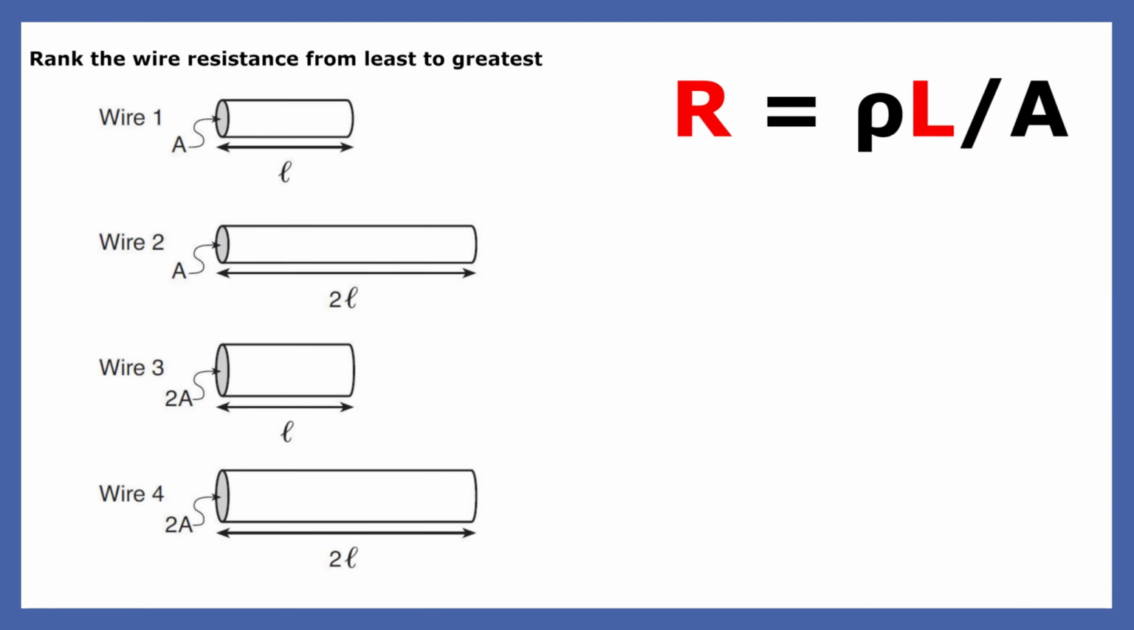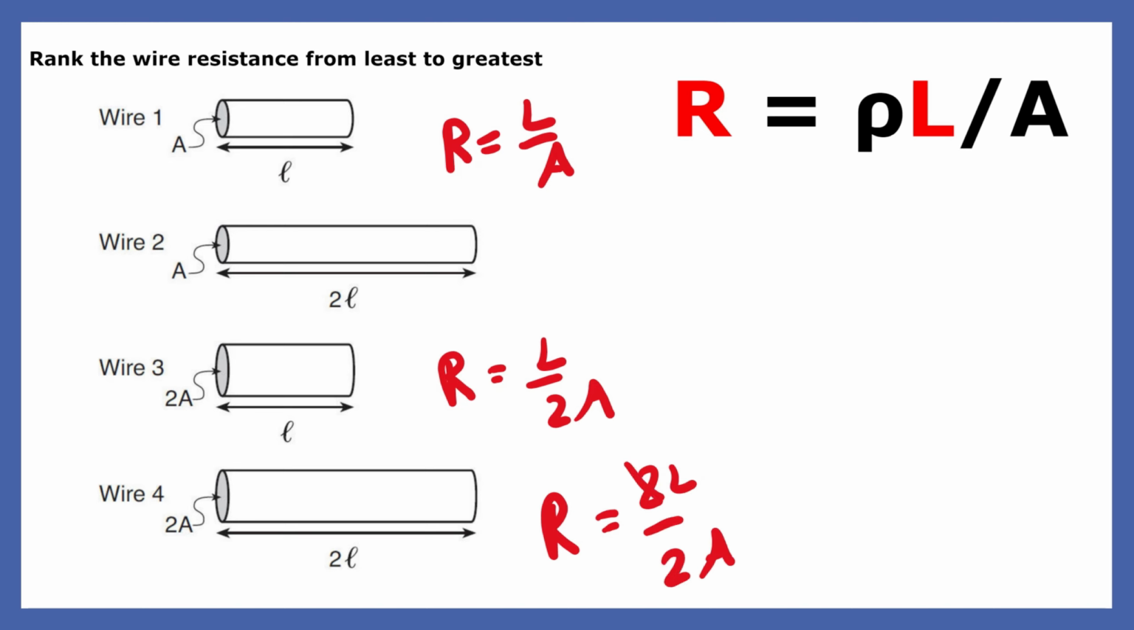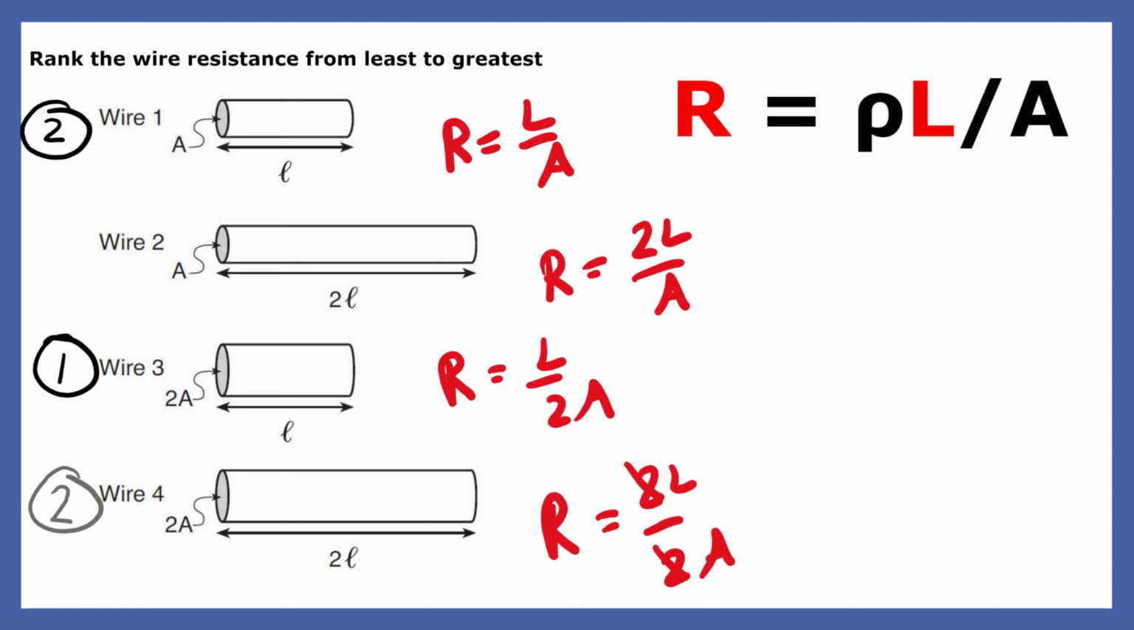All of these wires are made of the same material. Rank the resistance in these wires from least to greatest. Looking at the equation, the only thing that's different is the ratio of L to A. And so we find L over A for each choice, and we see that the least resistance is wire 3, and the most resistance is wire 2.